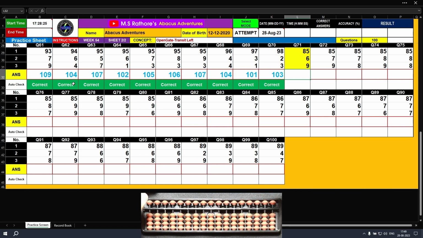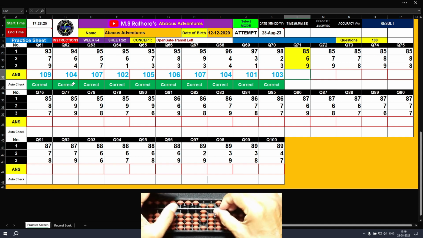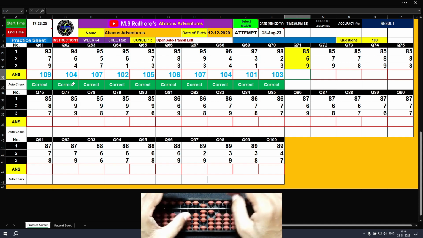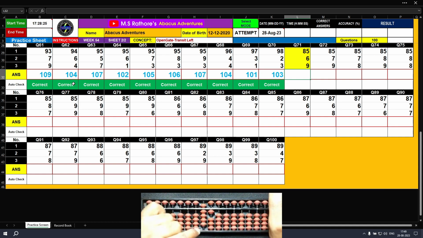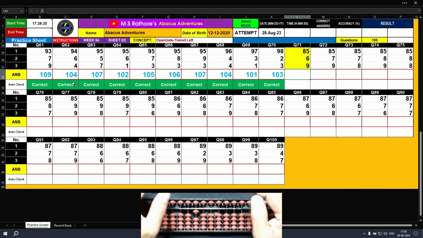Question number 71. Plus 80 plus 5, it's 85. Plus 6 equals plus 1 minus 5 plus 10. This time we had a 10 available on the tens rod, so we went for the plus 10 direct method here. And the last value here is plus 9, and plus 9 equals minus 1. Open the gate. Plus 10. This time we didn't have a 10 on the tens rod, so we went for the open the gate concept, and the final answer is 100.